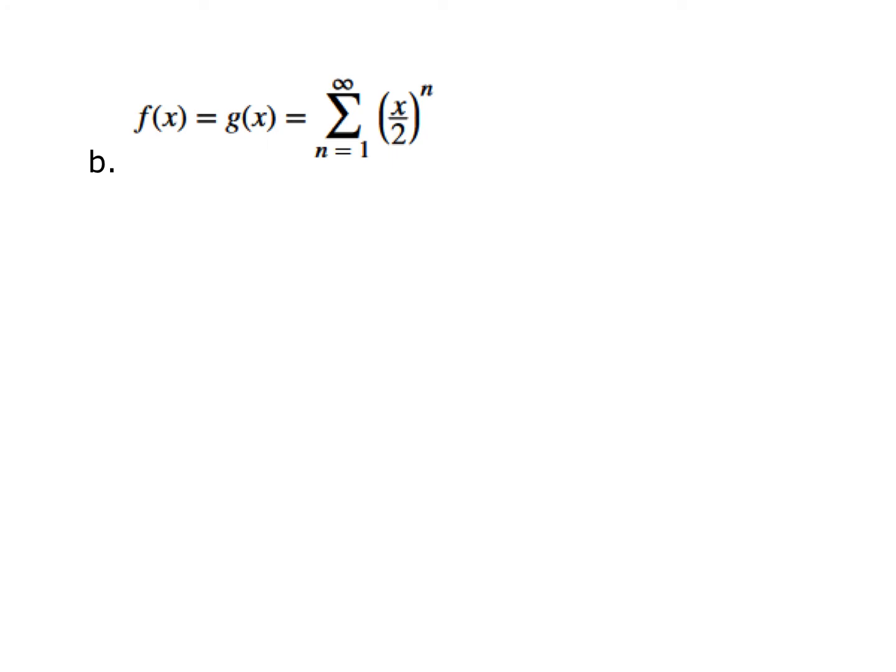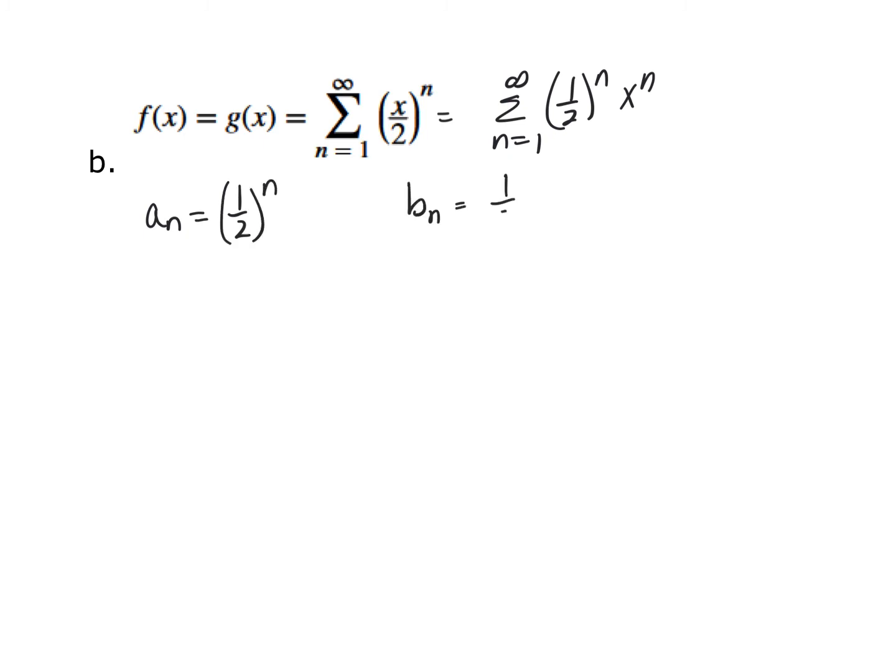The first thing I'm going to want to do is find my Cauchy product, my e sub n. My a sub n, well, let me rewrite this as the summation of n equals 1 to infinity of 1 over 2 raised to the n, x to the n, so I can see my coefficient a little bit better. My a sub n is going to be 1/2 raised to the n, and my b sub n is also going to be 1/2 to the n.